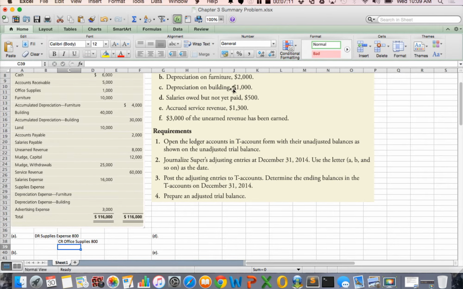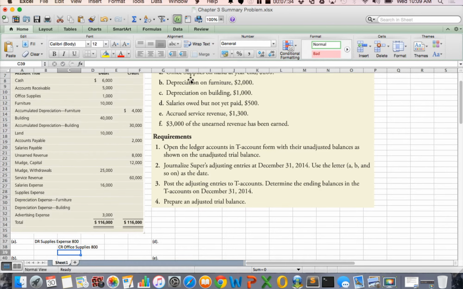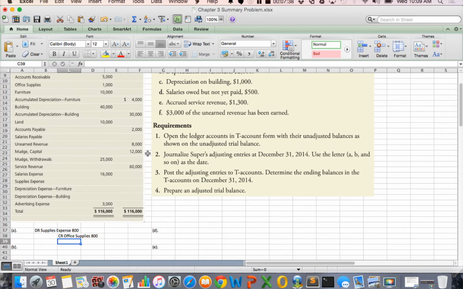And I basically have two accounts that are going to have any depreciation on them. The way I know that is because if I look over here at the expenses, I have depreciation expense furniture and depreciation expense building. Those are the only two depreciation expense accounts that I have on my trial balance. So it's going to be one of these two. The question says depreciation on furniture, so I know I'm going to use that one.